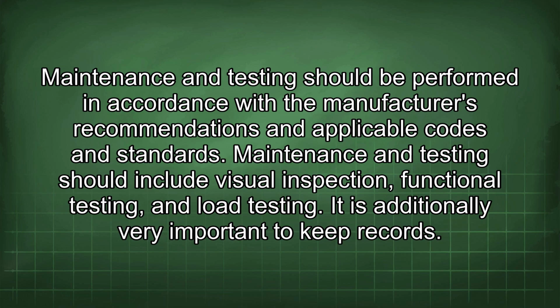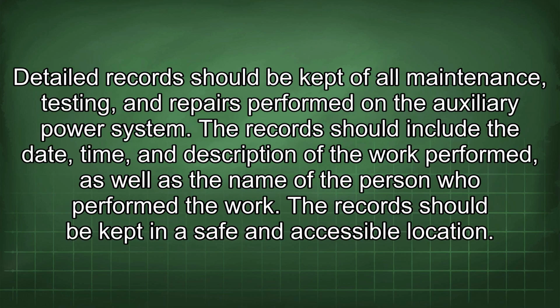It is additionally very important to keep records. Detailed records should be kept of all maintenance, testing, and repairs performed on the auxiliary power system. The records should include the date, time, and description of the work performed, as well as the name of the person who performed the work. The records should be kept in a safe and accessible location.